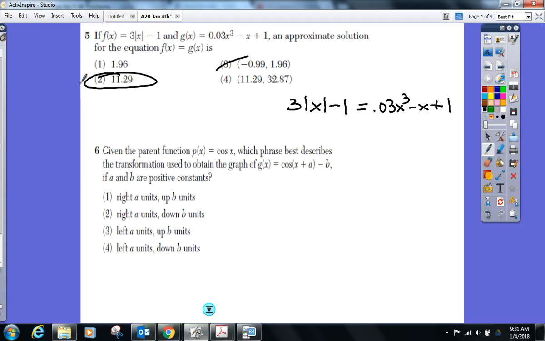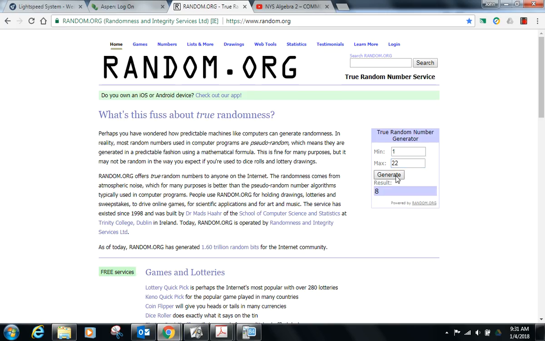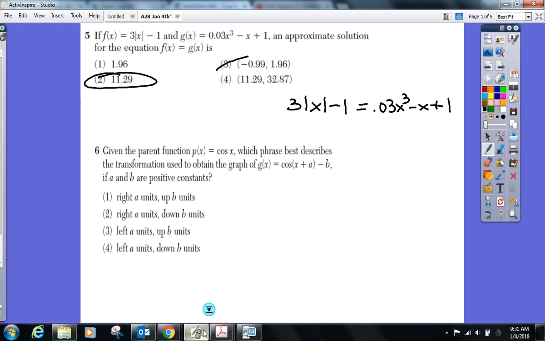All right, 6. This one should go pretty quick. Here we go. 6. Let's do this. Who's got 8? Here we go. I already know the answer, but here we go. If it's inside, which direction am I moving? Left and right. If it's inside the parenthesis, I'm moving left to right. Since it's plus, I'm moving left A units. And then if it's on the outside, what choices do I have? Up and down if it's on the outside. Since it's minus, I'm going to go down B.